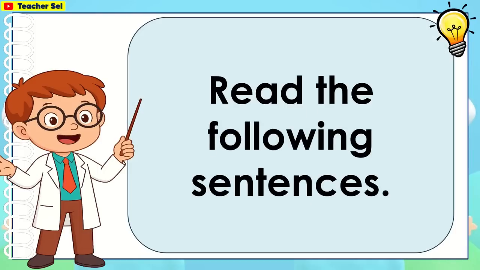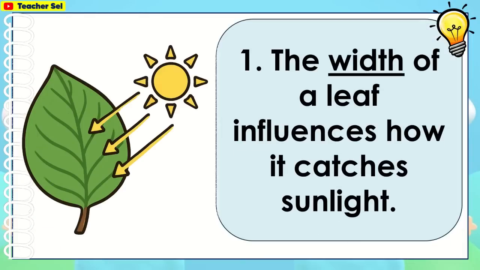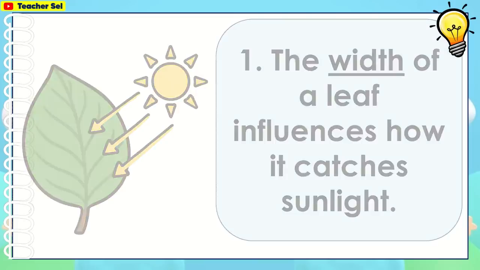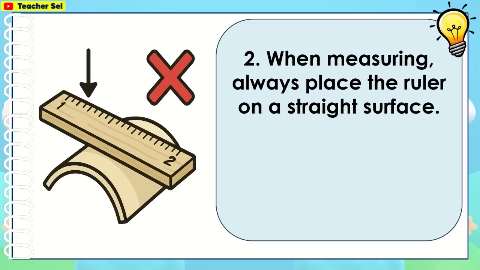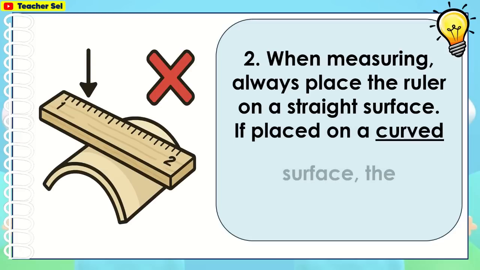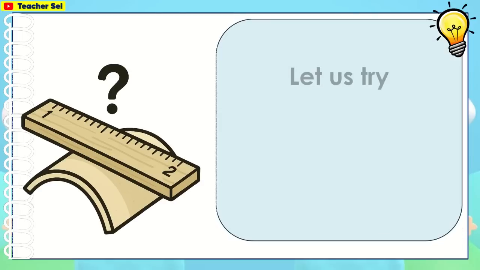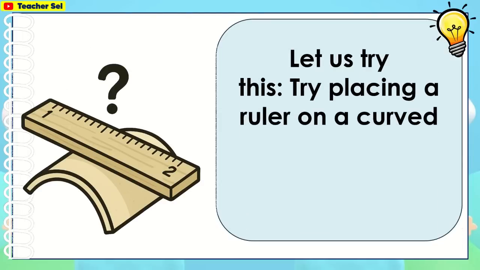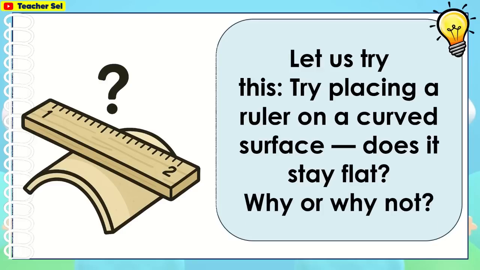Read the following sentences. The width of a leaf influences how it catches sunlight. When measuring, always place the ruler on a straight surface. If placed on a curved surface, the measurement will be inaccurate. Let us try this. Try placing a ruler on a curved surface. Does it stay flat? Why or why not?